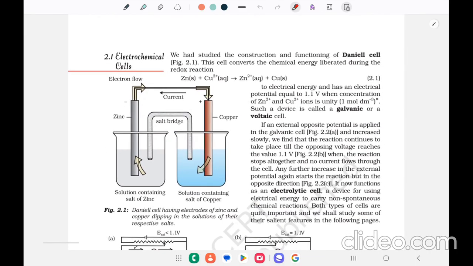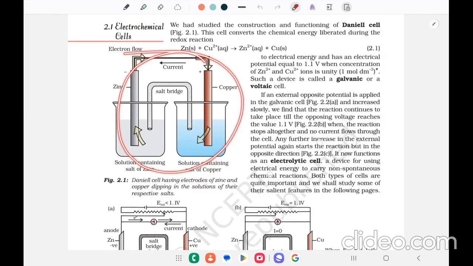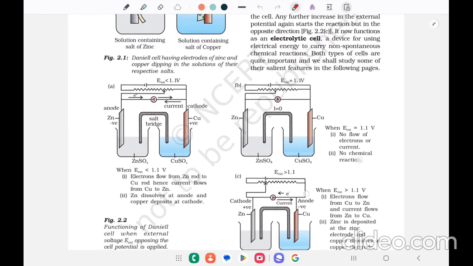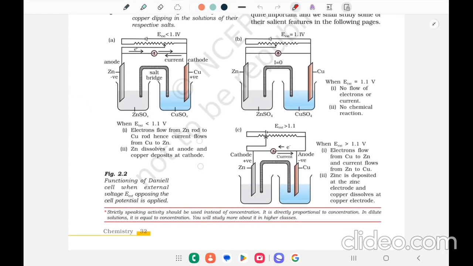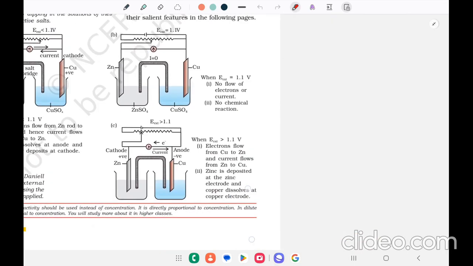And then they have told us what is a galvanic cell, voltaic cell, electrolytic cell, and the working of the electrochemical cells, and what will happen if we provide an external voltage. If the voltage is equal to the internal voltage, the reaction will stop, and if it is less, the reaction will happen the same, but if it's more, then it will become an electrolytic cell.